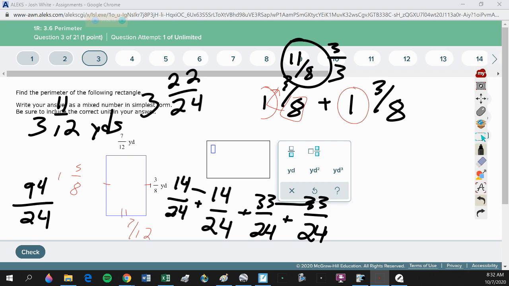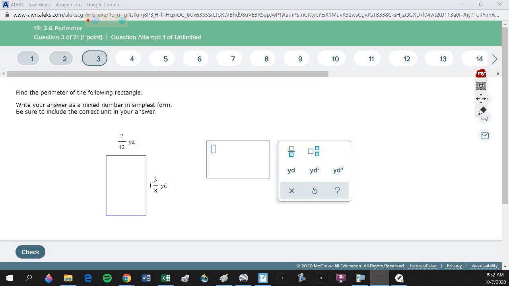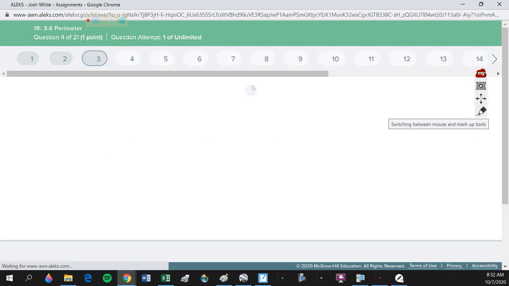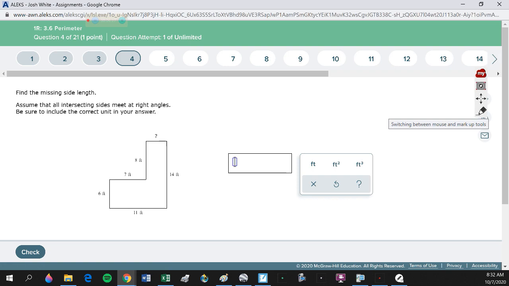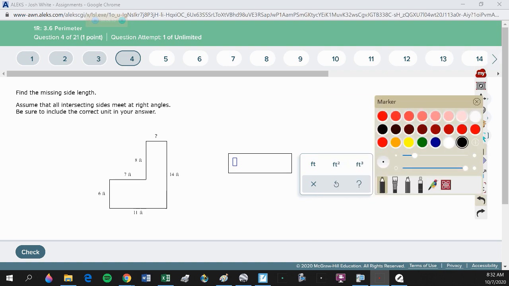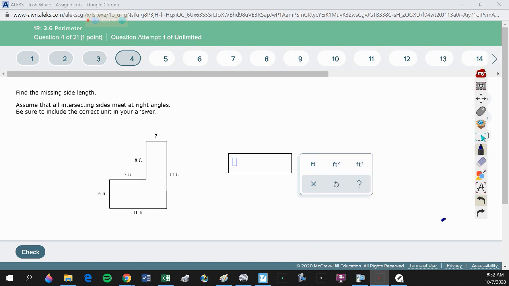So that one took a lot of work to find the perimeter. Okay. So we need to find the perimeter of this one, but we're missing the top of that figure.